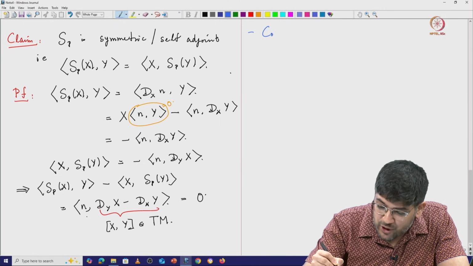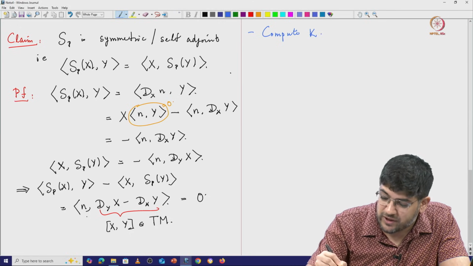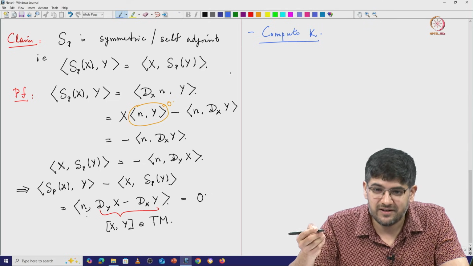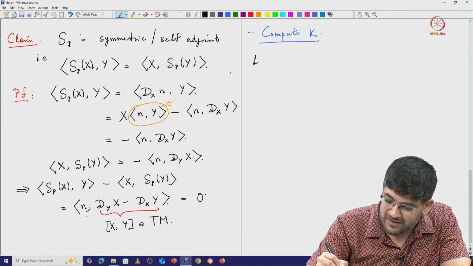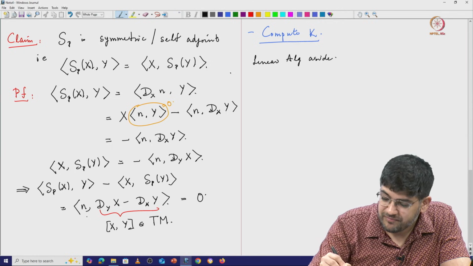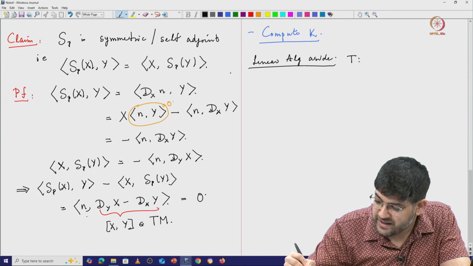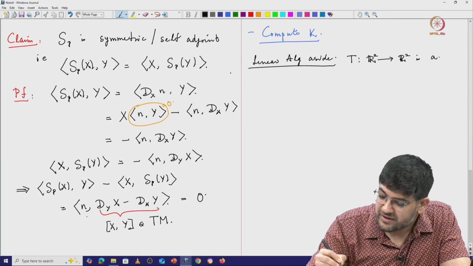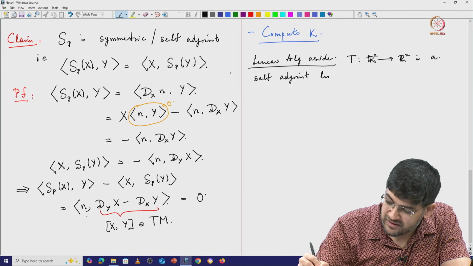Right. So now how do you actually compute this quantity k? So remember, k was the determinant of the shape operator. So how do you calculate determinants, right? So this is a little linear algebra aside. So suppose T is a self-adjoint or symmetric linear map, right?